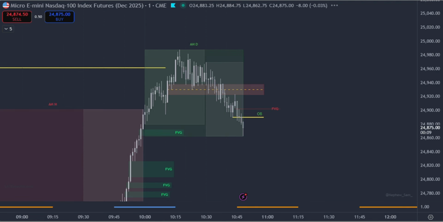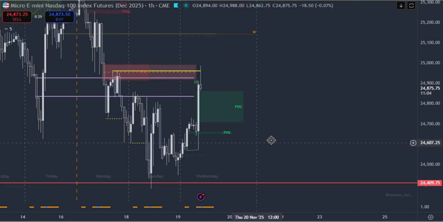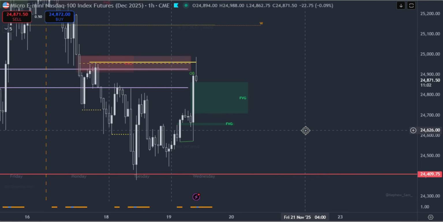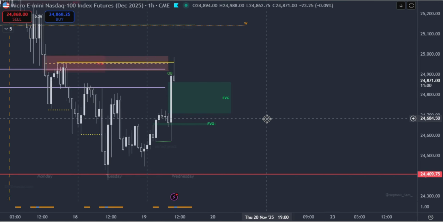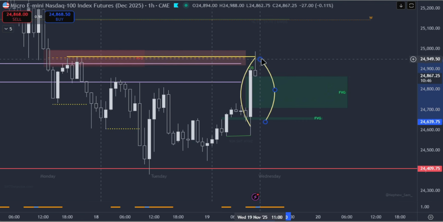Okay, so I'm going to zoom back out. So how do I see this market maker model? It's a market maker sell model. Okay, so I'm going to zoom in on this 9 o'clock candle. I'm seeing this as your manipulation. This is your buy side of the curve. So what am I doing now? I am waiting for my sell side of the curve.